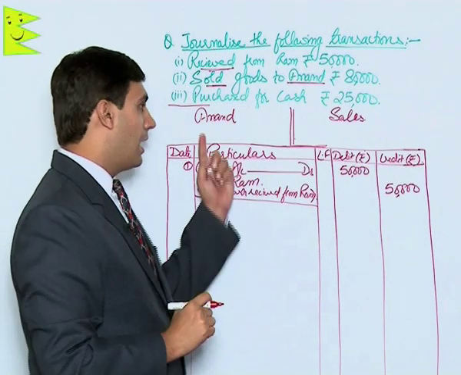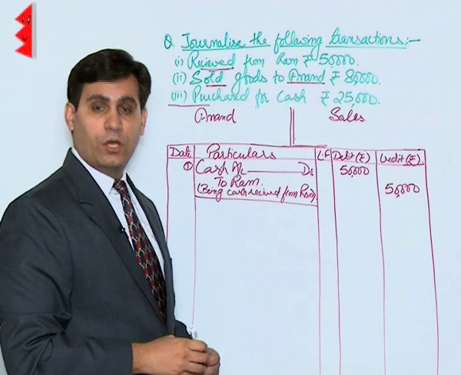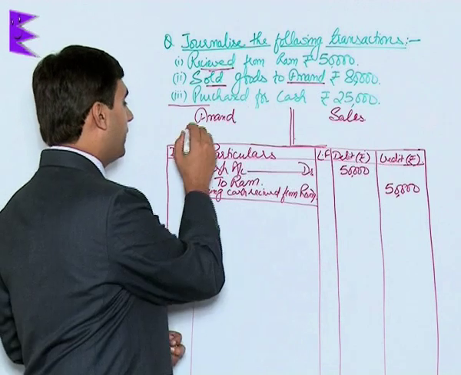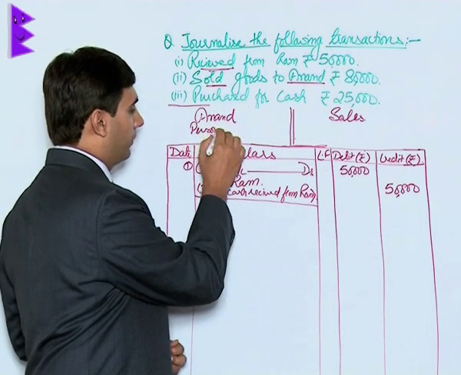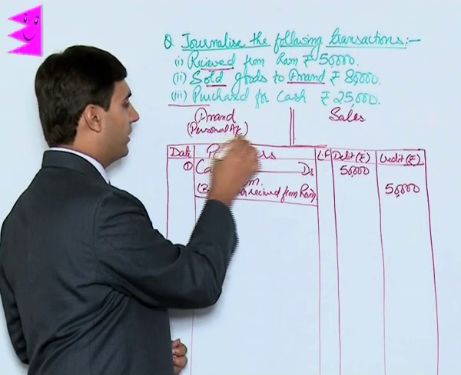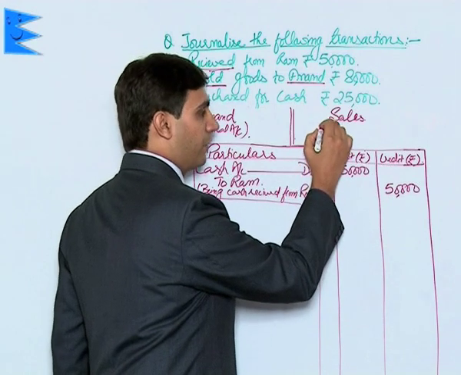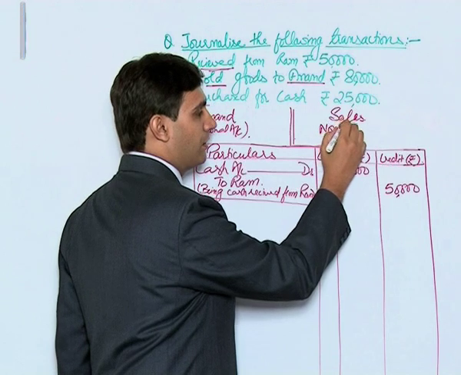So now in here, Anand is the name of an individual who is purchasing goods from us. Since he is purchasing goods from us, it is actually a personal account. By nature, it is a personal account. Sales is an income for us. It should be classified as nominal account.